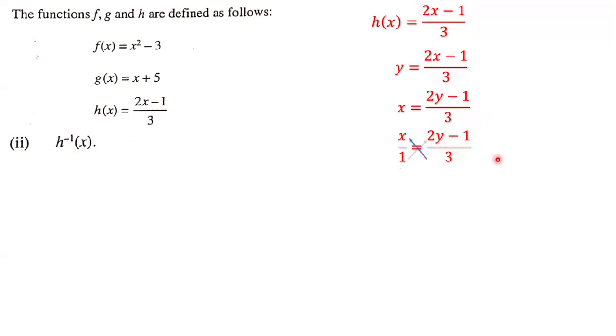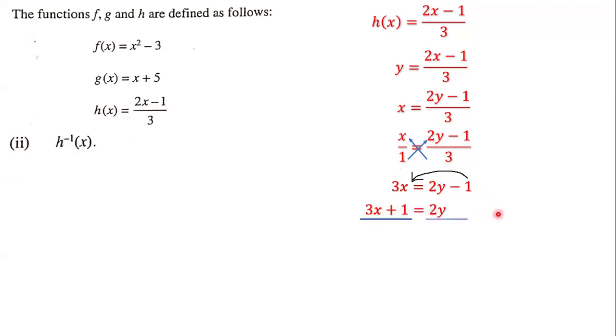And so what that means is we have x over 1 is equal to 2y minus 1 all over 3. Next, we cross multiply. So we have 3 times x and 1 times 2y minus 1. And so 3 times x is 3x, and 1 times 2y minus 1 is 2y minus 1. Next, we take the negative 1 and send it over the equal sign, and it becomes a positive 1. So we have 3x plus 1 is equal to 2y.